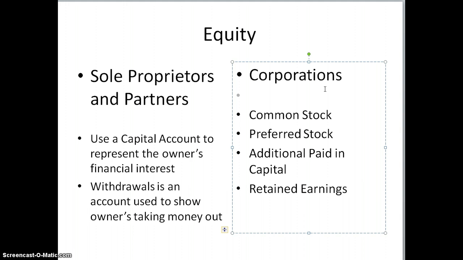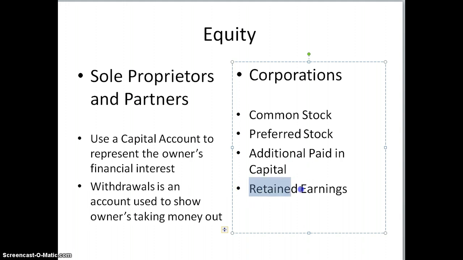Corporations are a little bit different. They're set up differently. When you purchase a share, you purchase common or preferred stock, and that's how you become an owner. So we don't have capital accounts. We have common stock and preferred stock. We also have some accounts called additional paid-in capital and retained earnings.